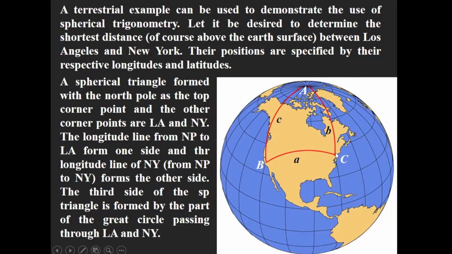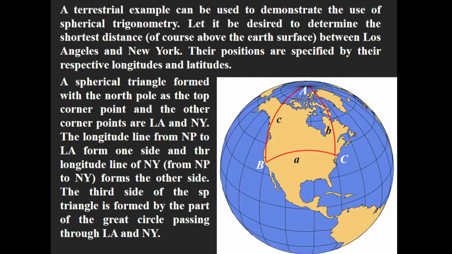What is the distance between the two cities given their latitude and longitude? So the positions are given by latitude and longitude: latitude of Los Angeles, longitude of Los Angeles, latitude of New York, and longitude of New York.